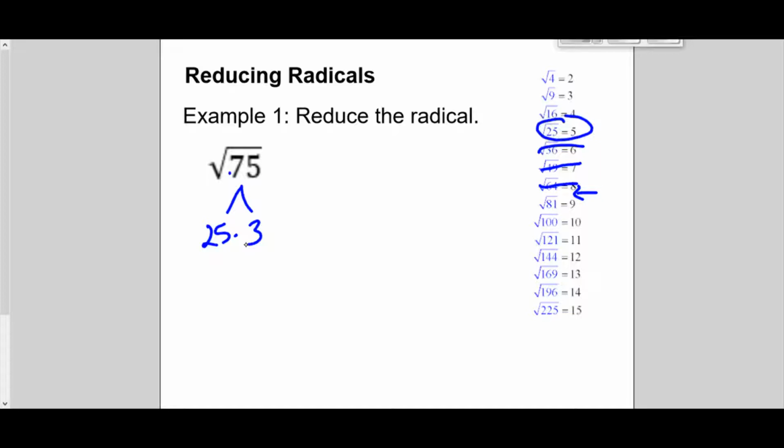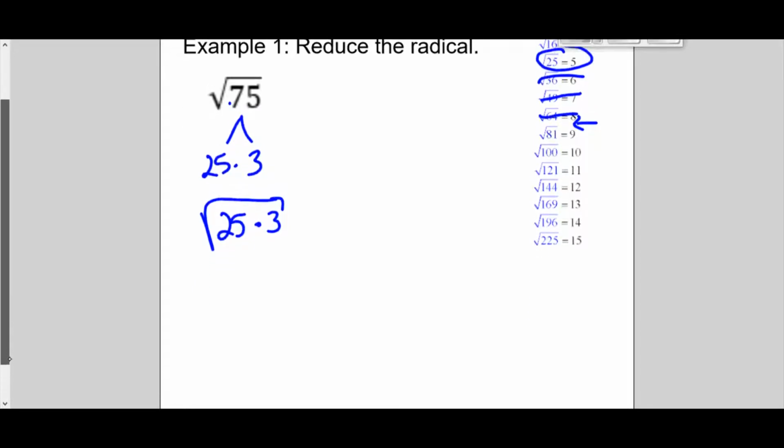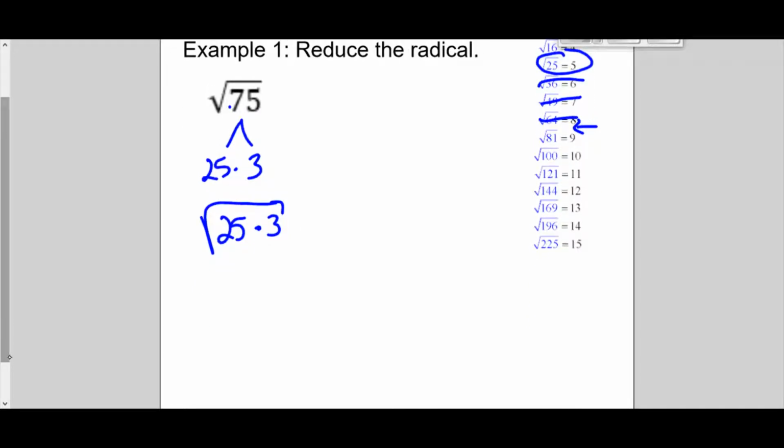So I can rewrite the square root of 75 as the square root of 25 times 3. That 25 is my square number. It's okay to write it this way because we're not changing the problem. We're leaving it as 25 times 3. When we reduce radicals, there's a nice property that says if I have a product of two numbers underneath the same radical, I can split them up. So I could rewrite this as the square root of 25 times the square root of 3.